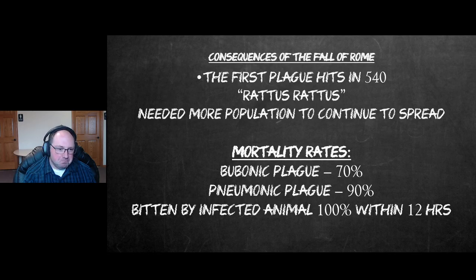And even more so, through the records, if you were bitten by an infected animal, we know that these plagues come from the mites that are on rats, which were ever so prevalent in ancient societies because of their lack of cleanliness. If you were bitten by an infected animal, you were going to die, and you were going to die within 12 hours. So consequently, because of the mortality rates, only 3 out of 10 live births resulted in a child coming to adult age.